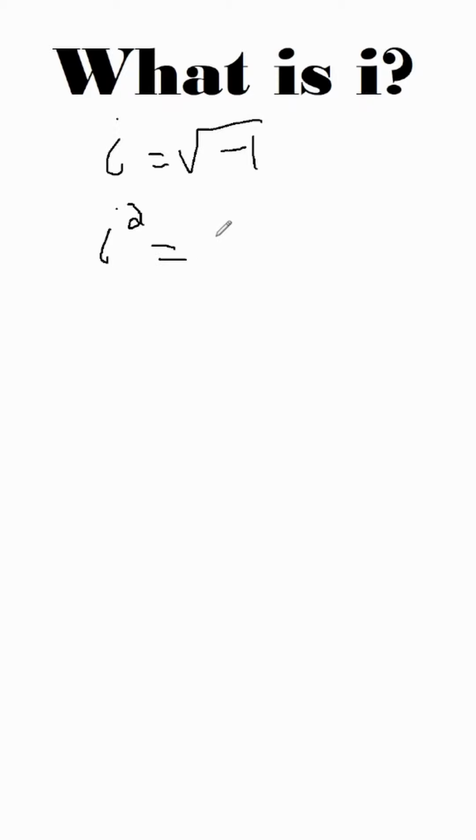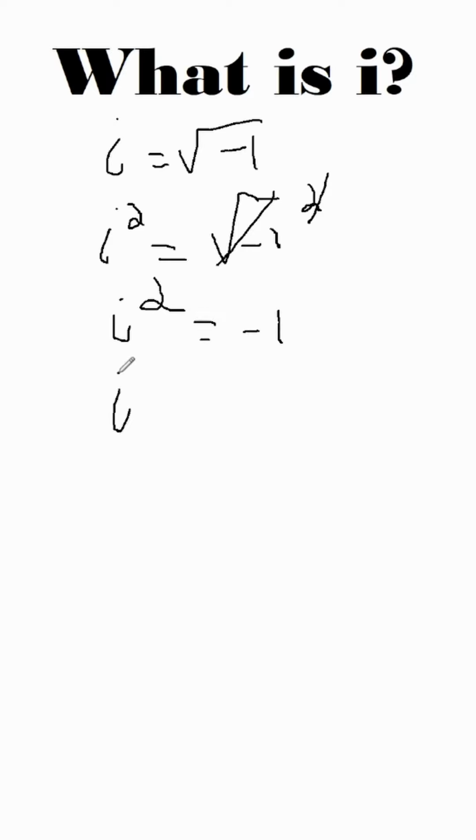If you square i, so that's the square root of negative 1 squared, when you square a square root, then the square root and the squared cancel out. So i squared is actually equal to the inside of the square root, which is negative 1. Then if we multiply these two together, we get i cubed. And that's going to equal negative square root of negative 1.